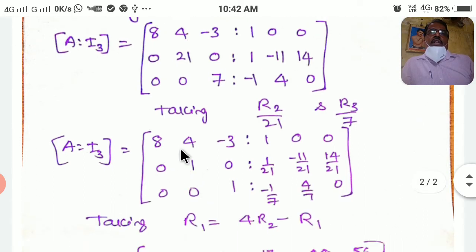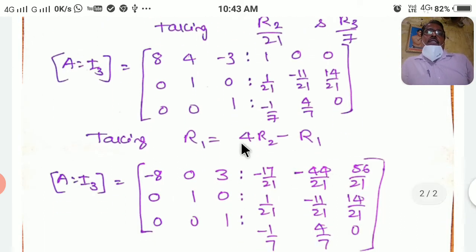Okay, so therefore 8 4 minus 3, when we divide this by 21, 0 1 0. When we divide this by 7, 0 0 1. Similarly here R2 is divided by 21 and R3 is divided by 7. So it is 1 0 0, 1 by 21, minus 11 by 21, 14 by 21. Next here minus 1 by 7, 4 by 7 and 0.